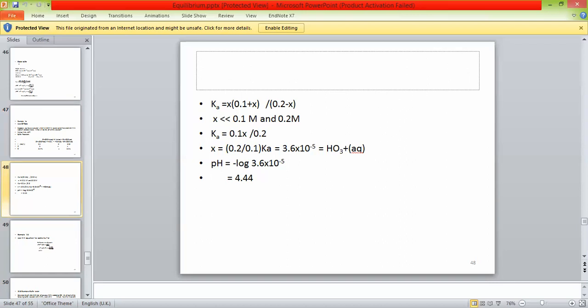So X is therefore equal to Ka, and you already have the Ka and you have this. When you do your calculation, you find the value for the concentration of the hydronium ion. Now, this is what you use in the pH calculation. Therefore, pH is equal to the negative log of the concentration of the hydrogen ion. This is the concentration of the hydronium ion. When you place it there, you find your answer to be 4.44. So this is how they are arriving at this answer.